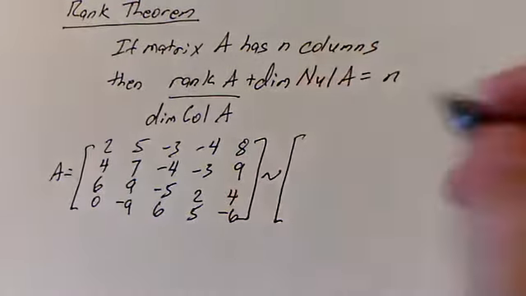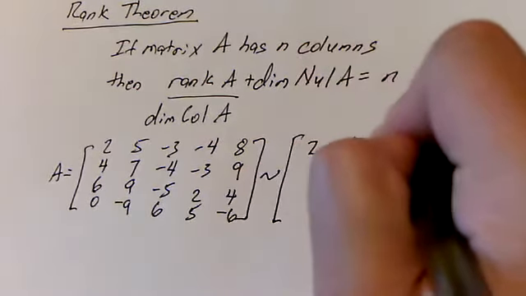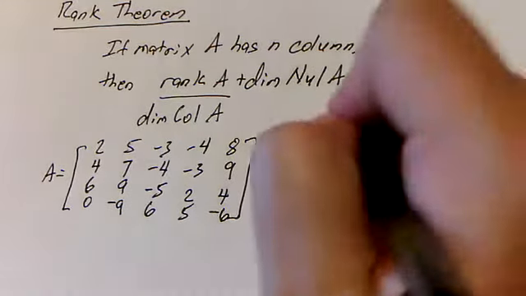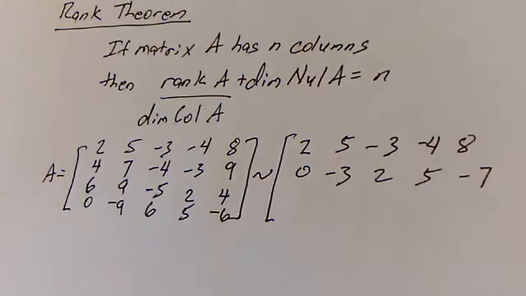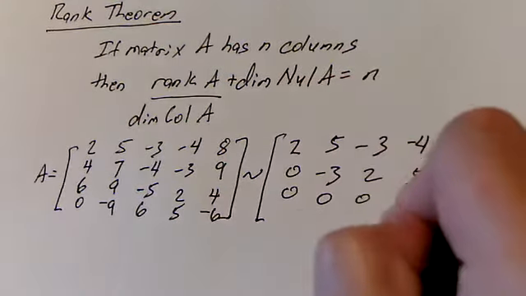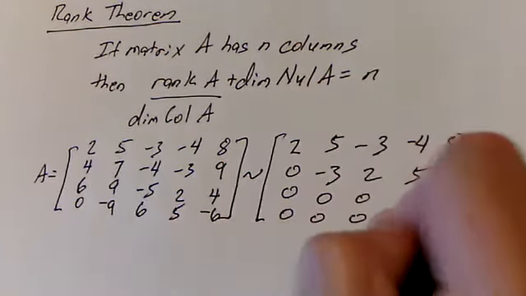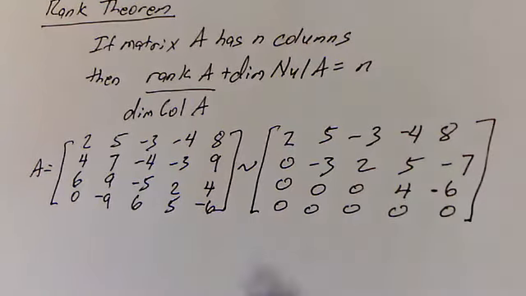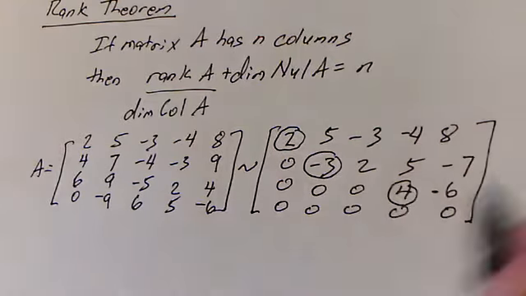I'm going to go ahead and give you an echelon form of it, not a reduced echelon form, but an echelon form. So 2, 5, -3, -4, 8 along the top row. Second row is going to be 0, -3, 2, 5, and -7. Third row is going to be 0, 0, 0, 4, and -6, sorry. And then the fourth row is going to be all zeros. From this echelon form, I can already identify the pivots, right? I have a pivot there, pivot here, and a pivot here.